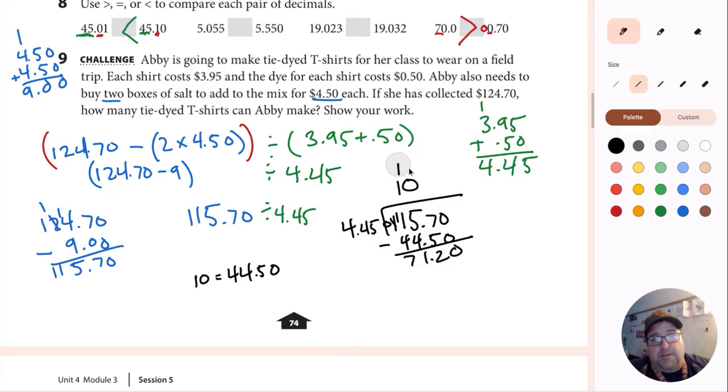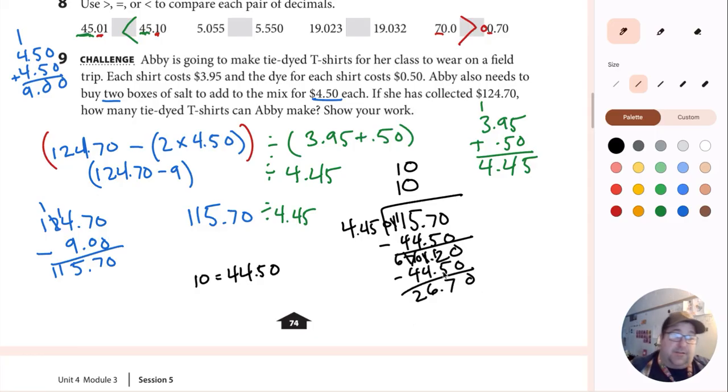Hey, we can do another 10 shirts, can't we? So 10 times that, again, is going to be $44.50. I have to do some regrouping here. 12 minus 5 is 7. We got 0 there, so we're going to have to regroup. Now we got 10 minus 4, which is 6, and 6 minus 4, which is 2.